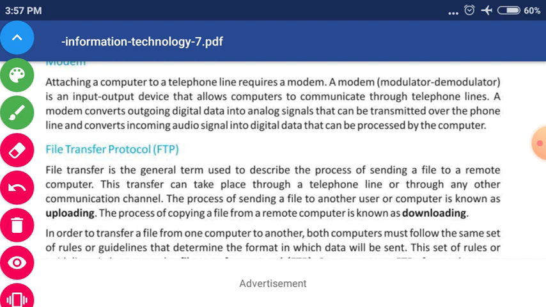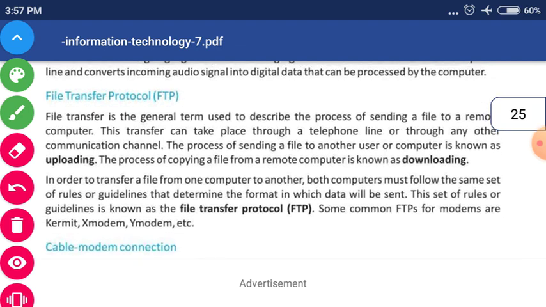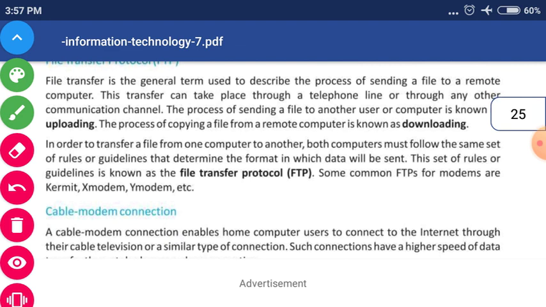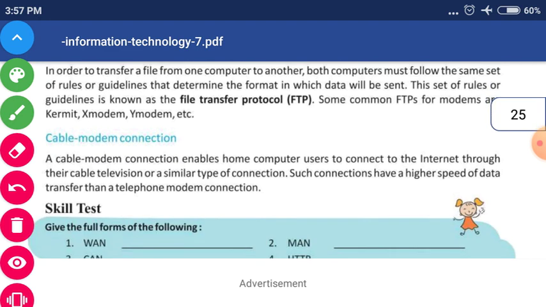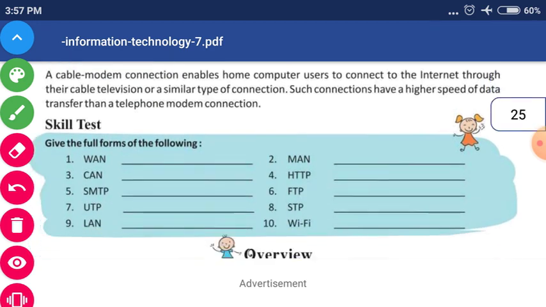The process of sending a file to another user or computer is called uploading, and the process of copying a file from a remote computer is called downloading. The information through which we can transfer from one computer to another follows a set of rules, and such a set of rules is called file transfer protocol. In a cable modem connection, we enable a home computer user to connect to the internet with the help of cable television or a similar type of connection. So here your chapter has finished.